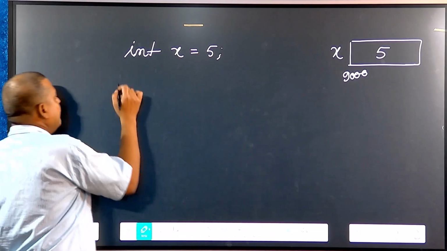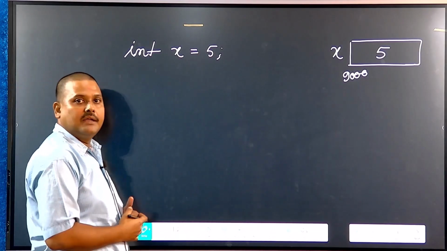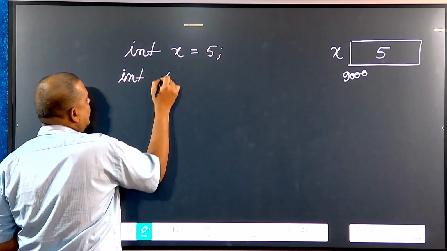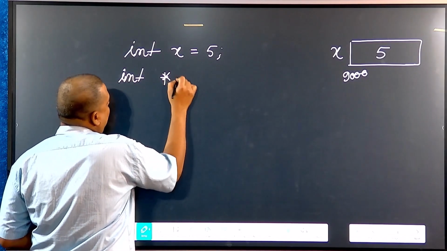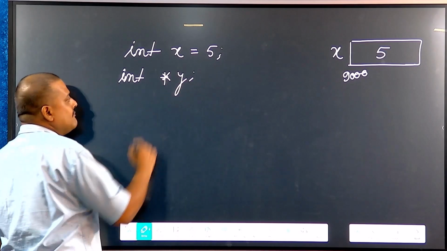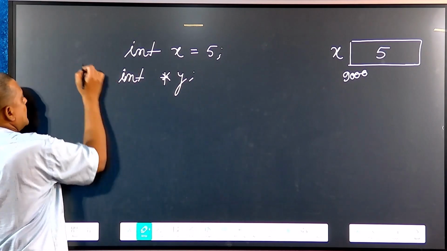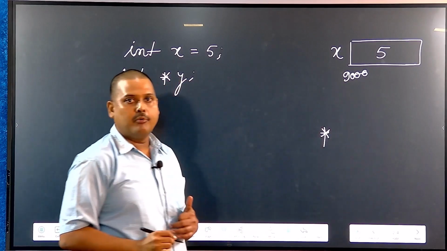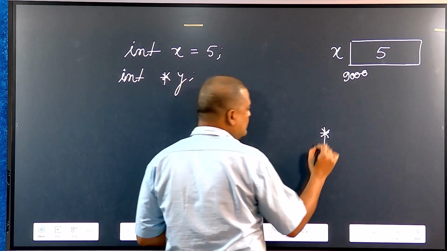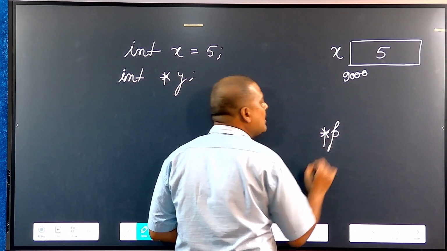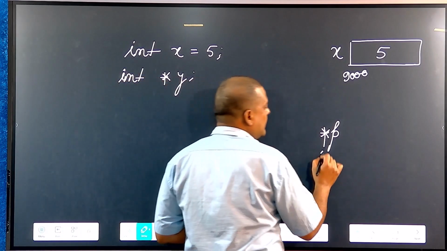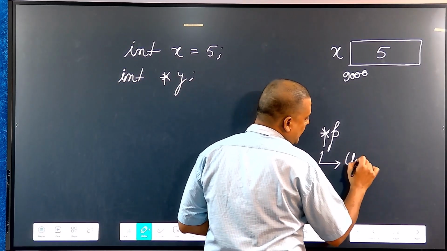Now, I want to work with this particular address. Now I have declared another variable, a pointer y. So, the star symbol here is called a pointer. If I use pointer of p or pointer of q or pointer of x, at that time this operator is called a unary operator.